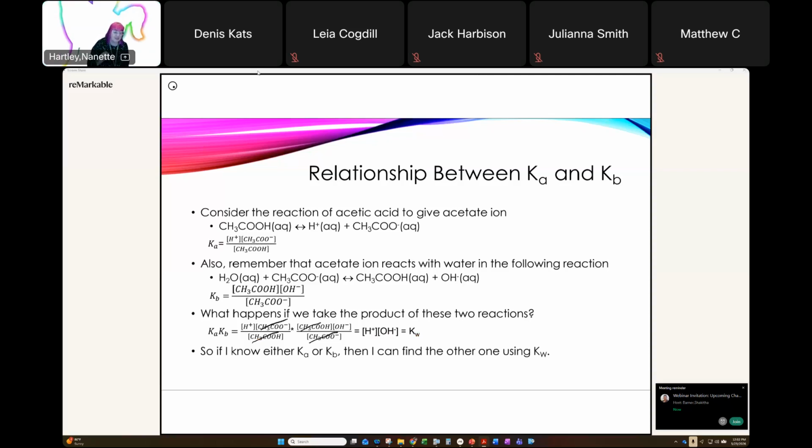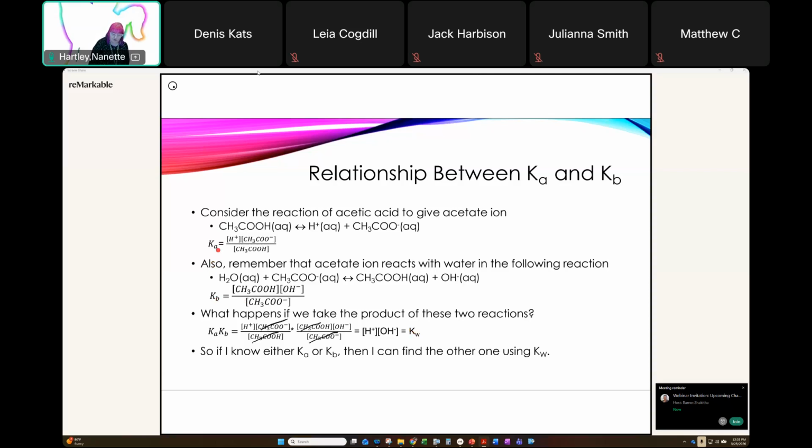So if I take the K for an acid and I multiply it by the K for its conjugate base, then they are related through Kw. What this implies, and may not be as obvious, is that if I know Kw and I know Ka, then I can solve for Kb. Or if I know Kw and I know Kb, I can solve for Ka.